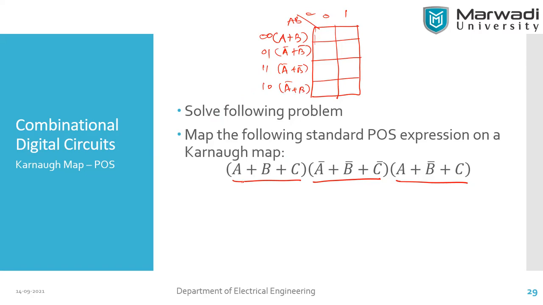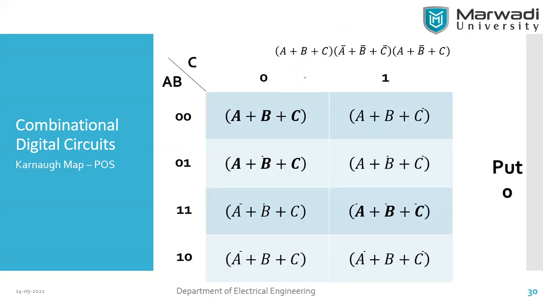Okay, so A plus B plus C, that means it is 0 here. A bar plus B bar plus C bar, so it's 0 here. And A plus B bar plus C, so 0 here. Let's see. Right? So 0 here, 0 here, and 0 here. Okay, now how do you simplify this expression?